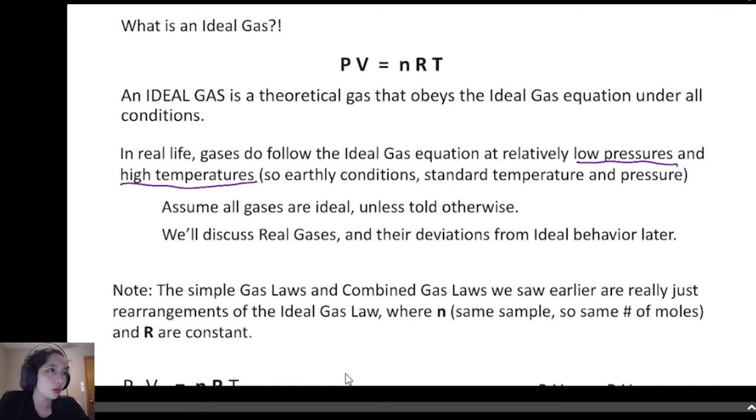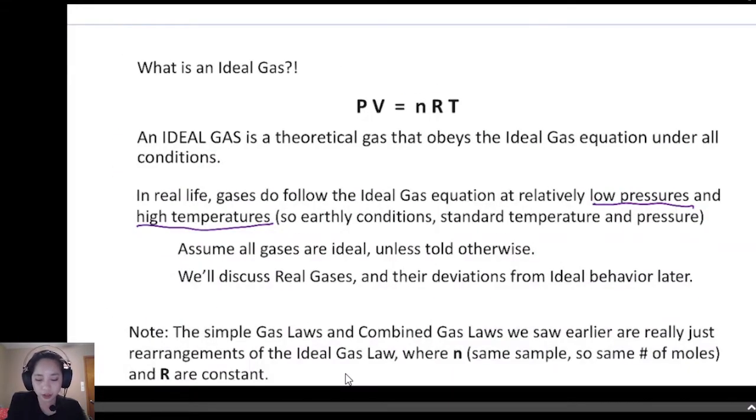For the most part, when doing questions, if I talk about gases, assume that they're ideal, unless I say otherwise. If I say, treat this substance as a real gas, which we will get to at the end of this chapter. But otherwise, just assume all gases are ideal.